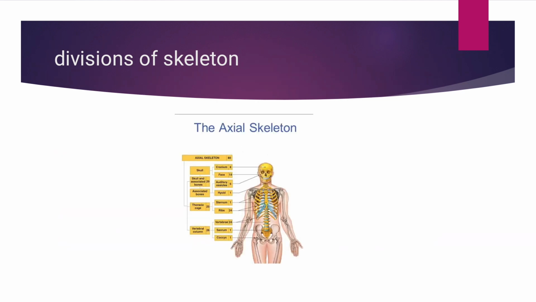This is a diagrammatic representation of axial skeleton. The overall 80 bones, isn't it? Here, first thing is skull. Skull consists of cranium and face. Cranium has 8 bones, face has 14 bones. Then skull and associated bones 29. Then auditory ossicles have 6 bones, hyoid bone 1. Then sternum bone 1, ribs 24, vertebrae 24, sacrum 1, and coccyx 1. Overall there are 80 bones in axial skeleton.